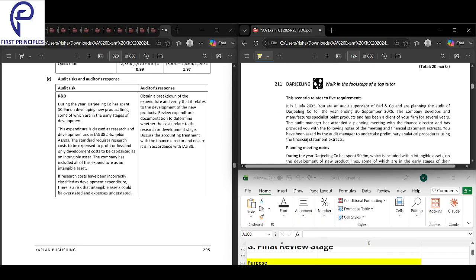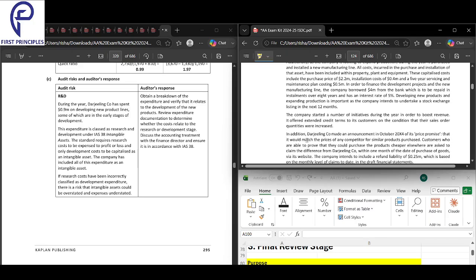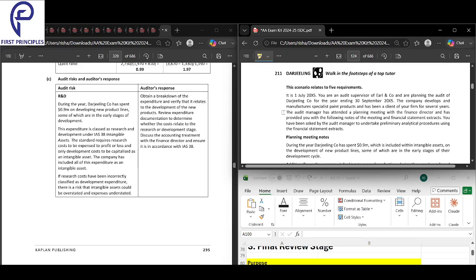Okay, so let's look into that question here, from the Darjeeling company perspective. You are the audit supervisor of Earl and Co. So your audit firm name is Earl and Co. What is the name of your audit firm? Earl and Co. And who are you? You are the supervisor. And you have been placed on the audit of Darjeeling Co. Now they have sent you to do the audit of Darjeeling Co. That is the case here.